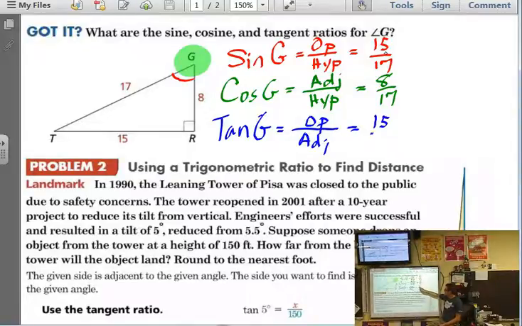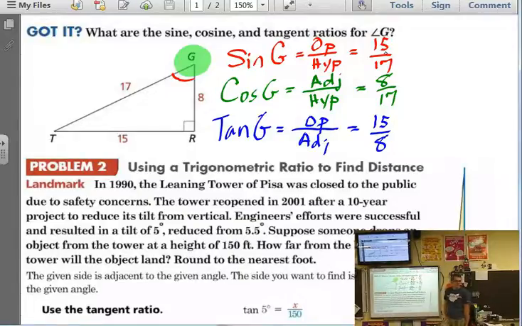Ah, careful there. So now choose one of these, I don't care which, and take the inverse of the trig function and input this ratio. Whatever ratio you choose. So if you choose sine and you do inverse sine, you'll have 15/17. If you choose cosine and do inverse cosine, you'll use 8/17. And if you use inverse tangent, you'll be using 15/8.